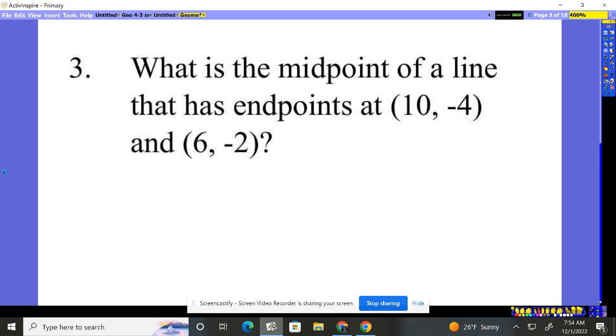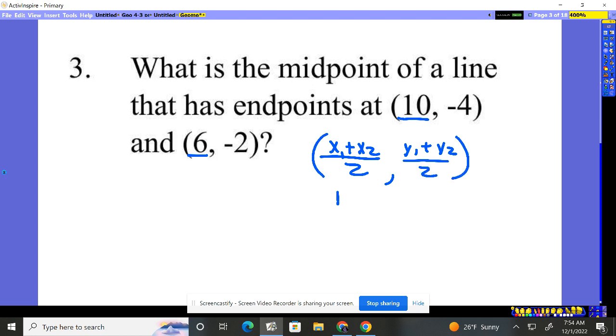It's the middle. So to find the midpoint, we're simply going to add our x's together, take x1 and x2, the two x's you have, and divide them by 2, and do the same thing to the y's and divide by 2, and we'll have our answer. That's simple. So I take my x's, 10 plus 6, divide by 2, take my y's. My y's are -4 plus my other one, -2, and divide by 2.